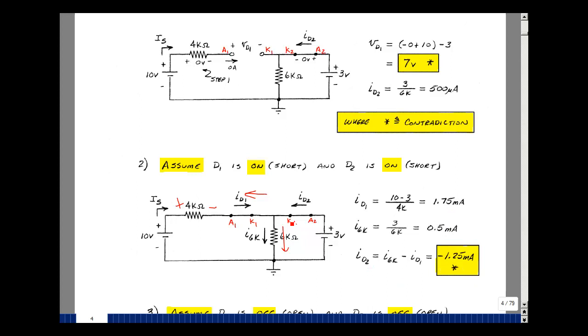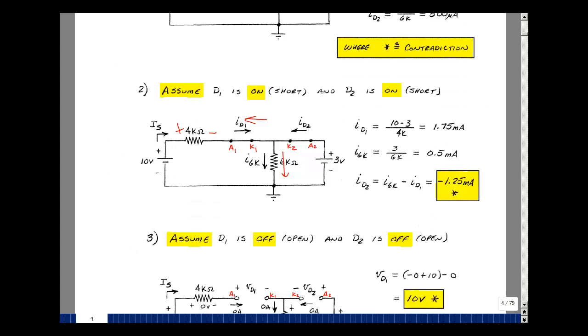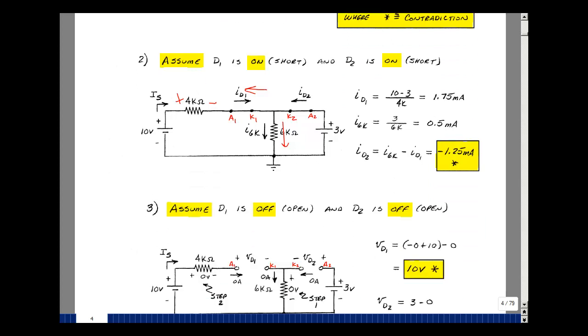But for this diode to be a short circuit, the current ID2 needs to be greater than or equal to 0. So that's a contradiction. So that's not correct either. Let's just try the opposites. Let's have both diodes off.